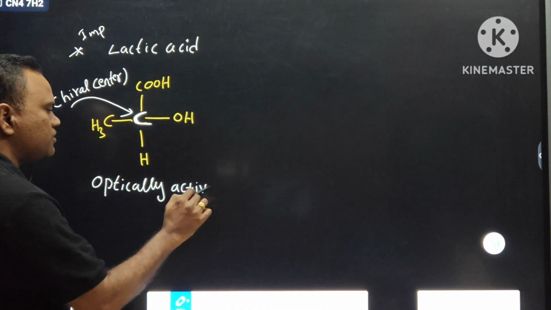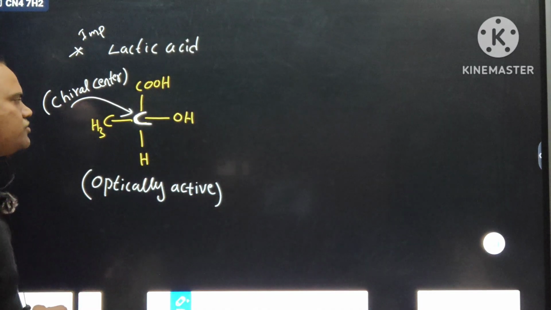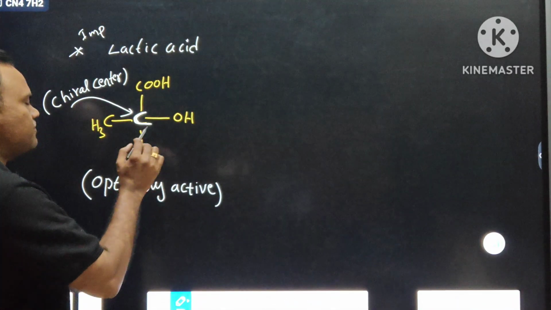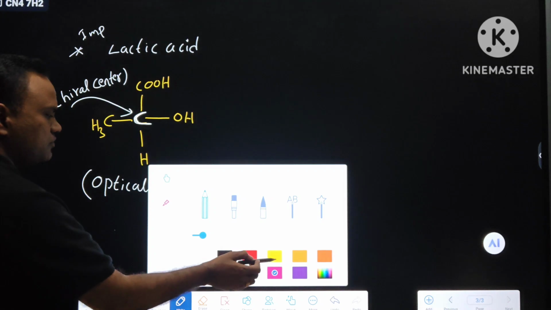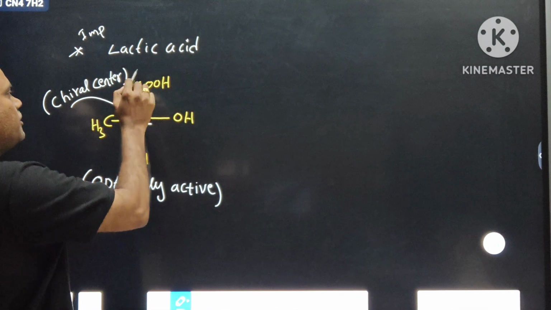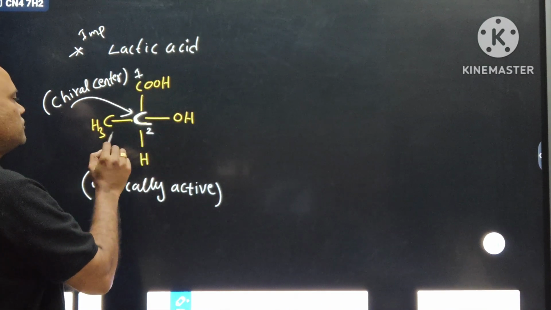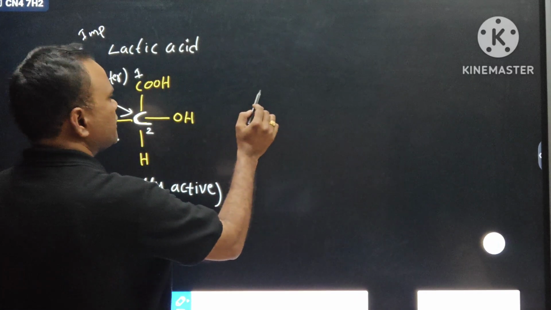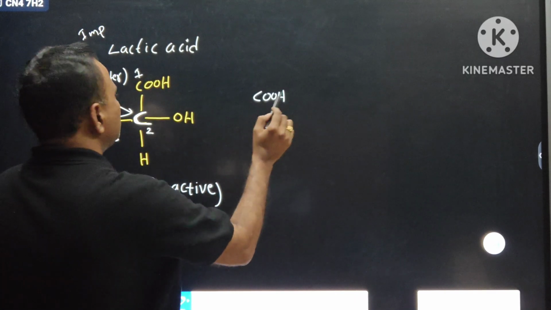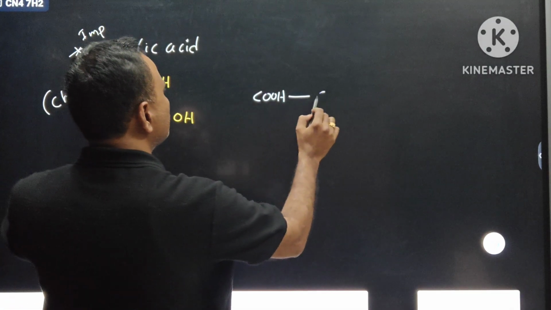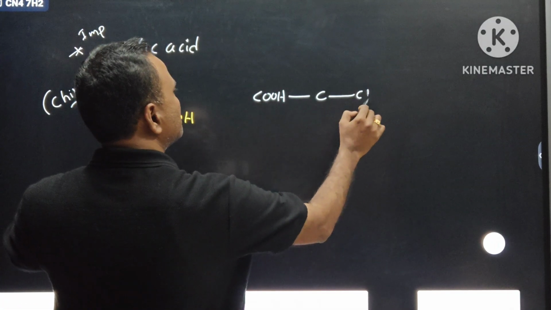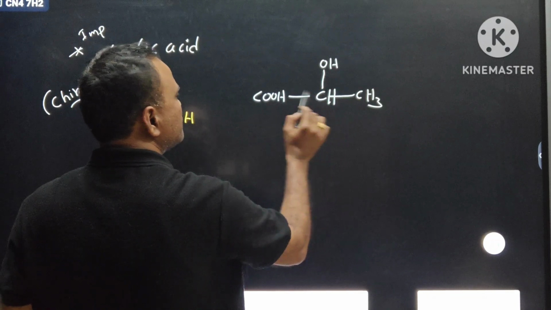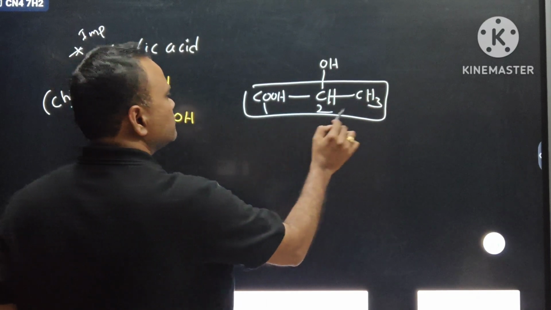Optically active carboxylic acid. You can give its name also. What is its name? Select the longest chain. 1, 2, 3. If you get any confusion, this is COOH, right? Keep C here and CH3 here, OH here and H. This is the longest chain, right? 1, 2, 3.